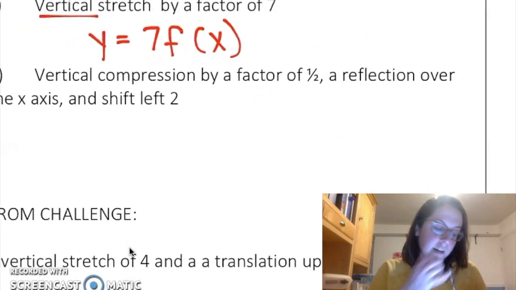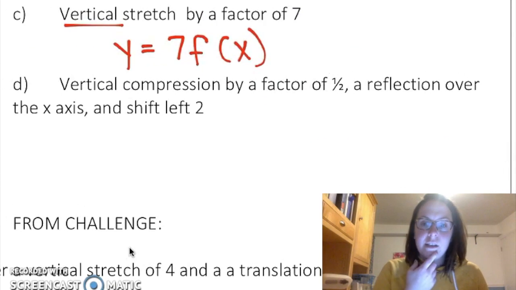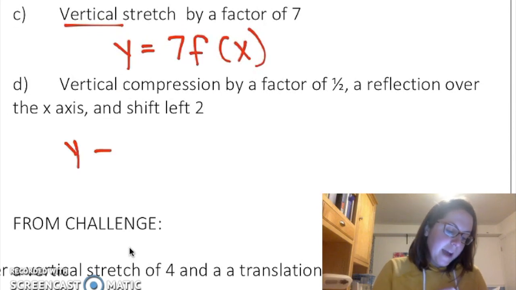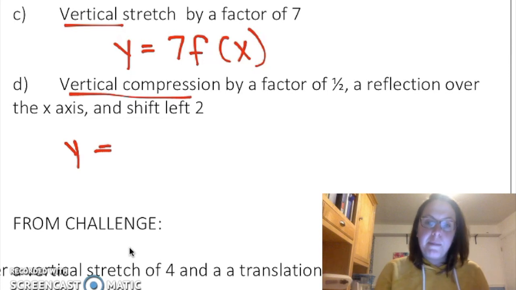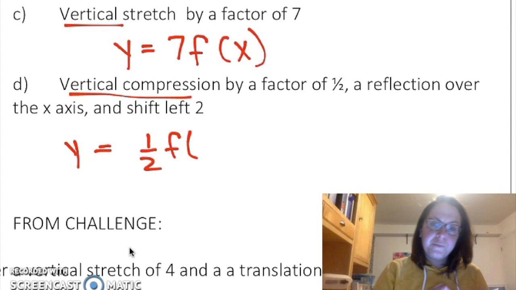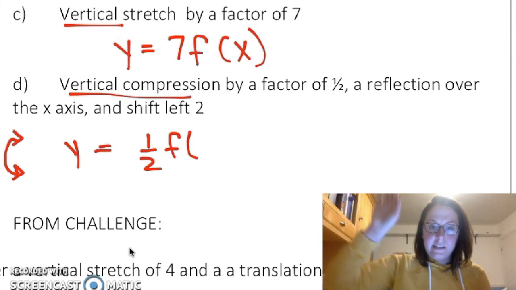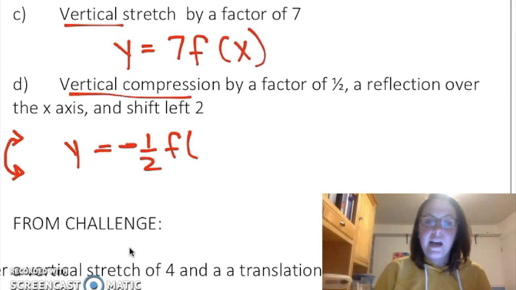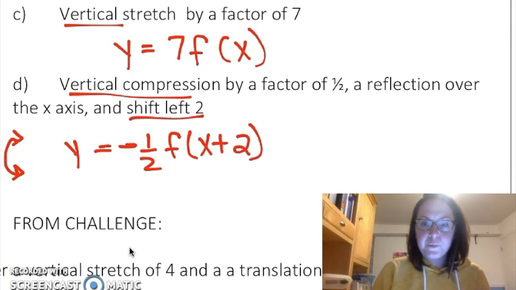And then this one: vertical compression by a factor of a half, reflection over the x-axis, and a shift left 2. So I know it's y equals. Let's start with what we know. A vertical compression, so it's got to be outside, a factor of a half, so 1/2 f. A reflection over the x-axis, that's a vertical flip, so that will put a negative outside. And a shift left 2, so in here I'm going to have x plus 2.